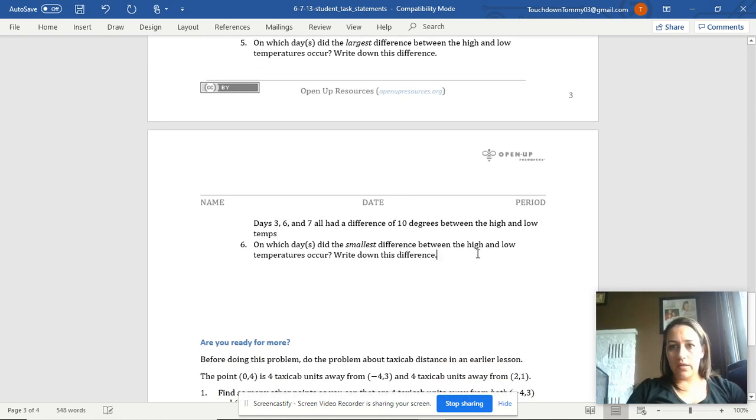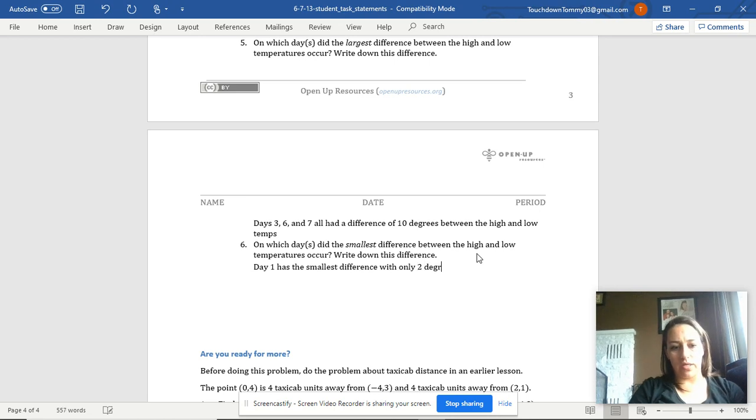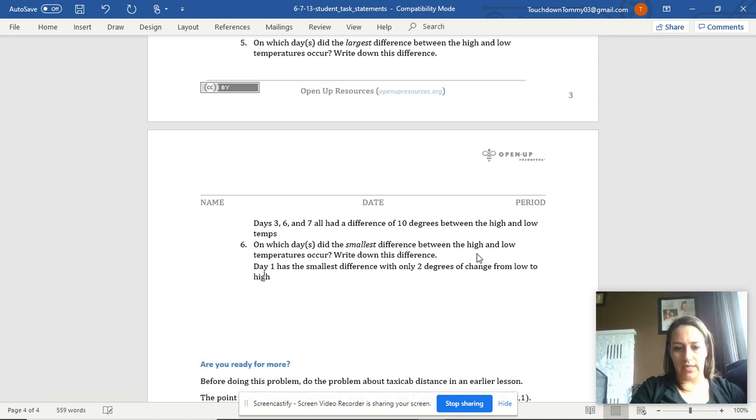So day 1. Oh, we don't want a new question. There we go. Day 1 has the smallest difference, in other words, the gap between them, the space between, with only 2 degrees of change from low to high temps.